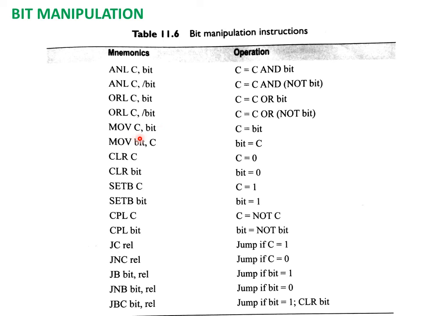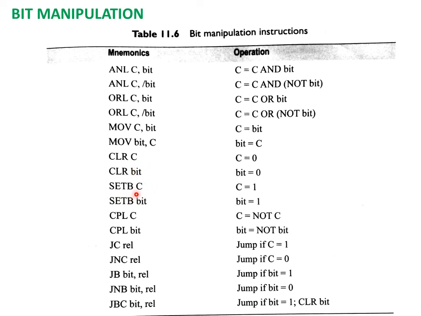Here simply move your bit to the C register. Next, move C register to bit. Next, clear the C register, and clear the bit you specified there. See, bit indicates you can control a particular register bit position. For example, if it is an 8-bit register, if you specify bit 0, first bit, second bit, third bit, like that, you can control any single bit of that particular register.